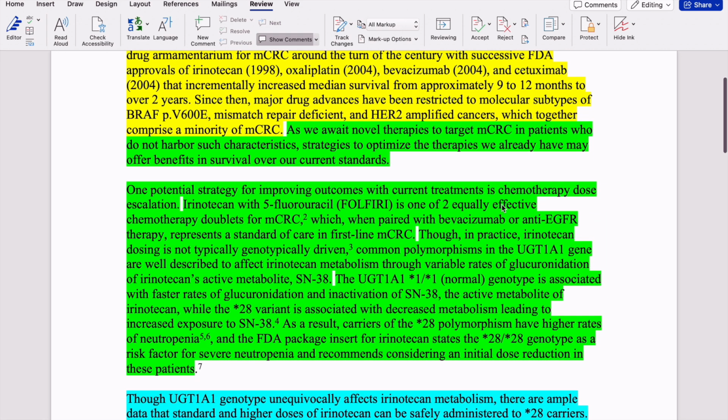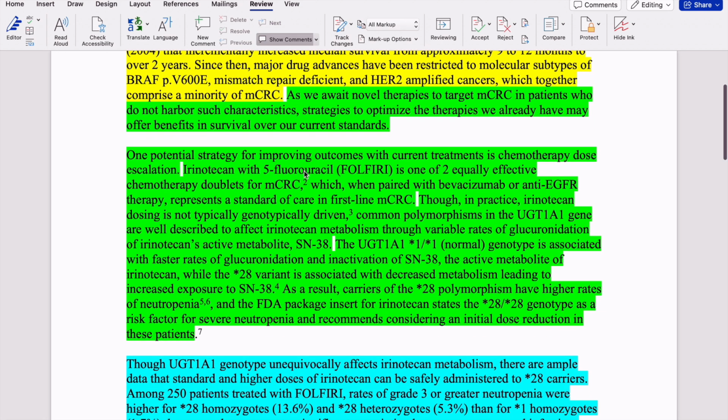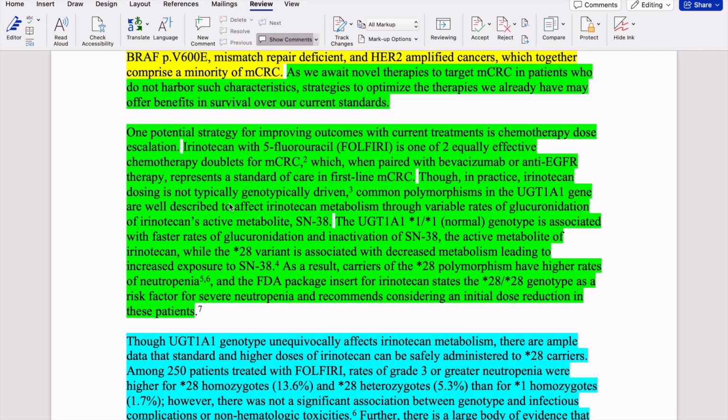So this is in the green text here. The authors state, as we await novel therapies to target mCRC in patients who do not harbour such characteristics, they've mentioned here that certain genetic characteristics may impact some of these treatments. They say strategies to optimize the therapies we already have may offer benefits in survival over our current standards. So this is the segue to the next section. Now we're going to describe the issue.